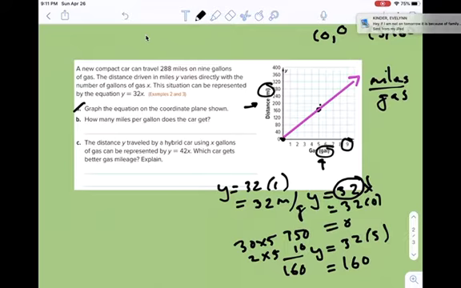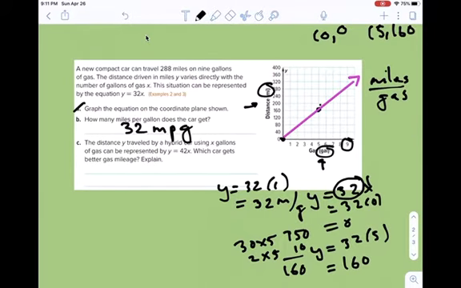Miles per gallon. So how many miles per gallon does the car get? 32. And I'm going to put MPG because that's usually what they use in the automotive industry.